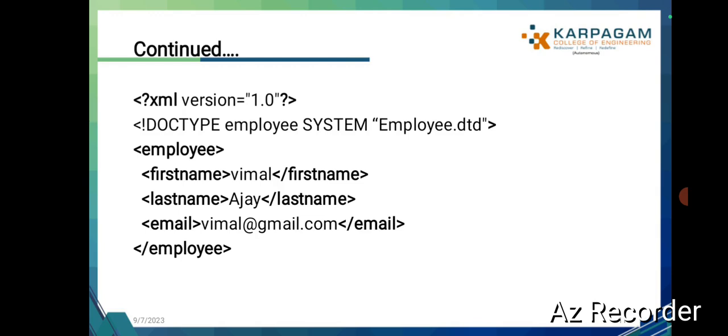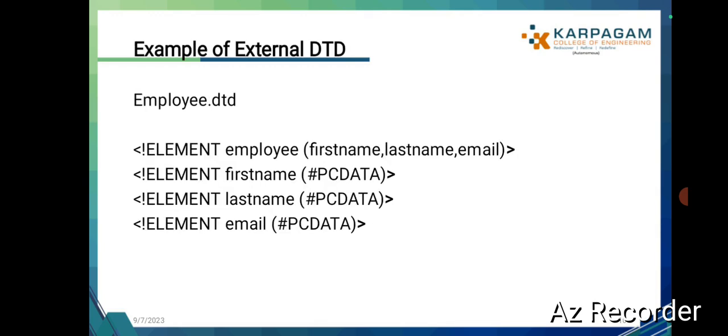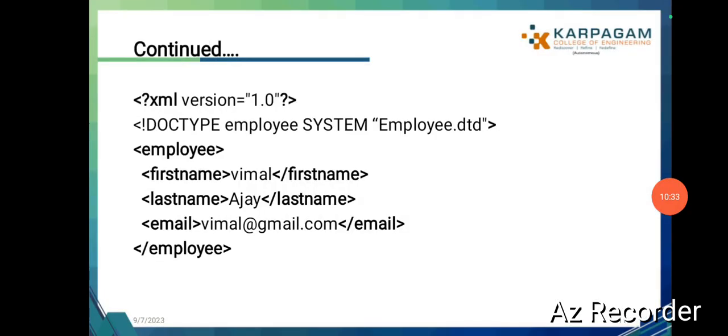So here comes the XML document. I have included the prologue in the first line. In the second line I have included the DOCTYPE. Employee is the root element. We want to include SYSTEM. If we want to call our external DTD file, we include this keyword called SYSTEM, and with the help of the external DTD file name, employee.dtd is our external DTD file. So I have mentioned it here, employee.dtd. I am just calling this DTD file in our XML file.